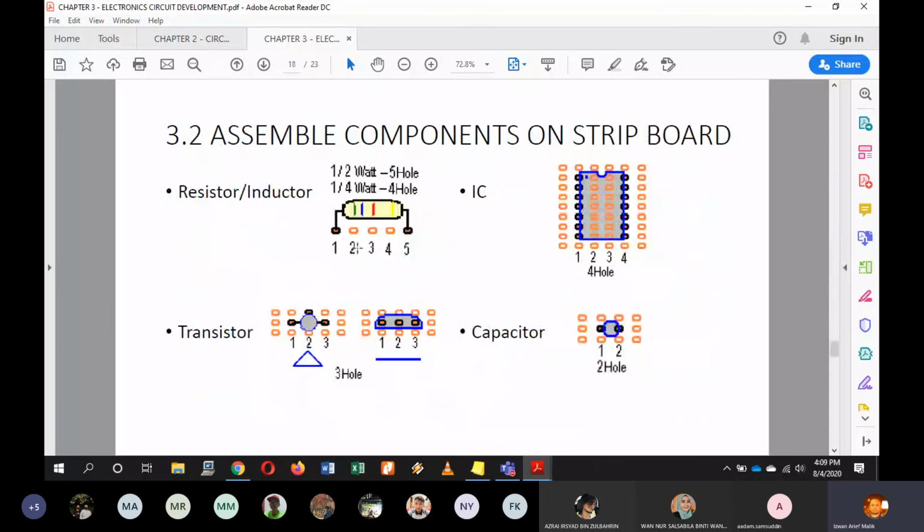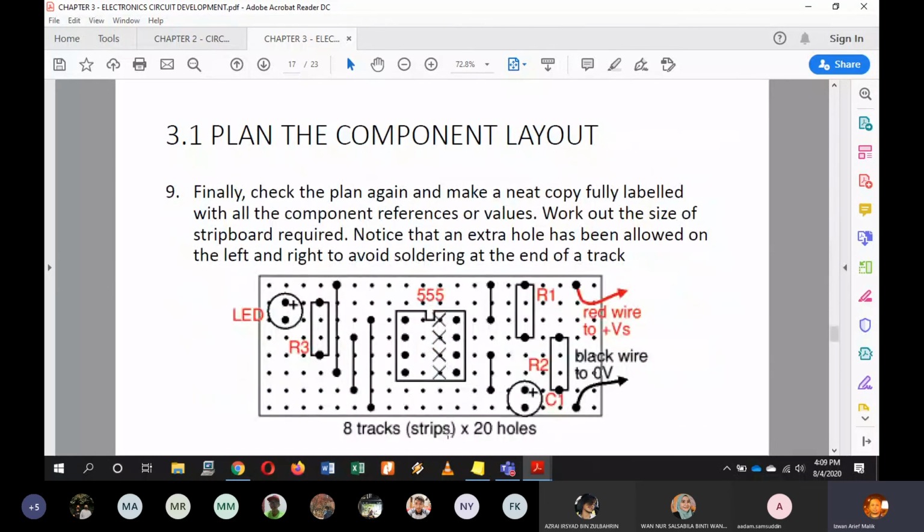Okay, so if you look at it, it is using 8 tracks of strips multiplied with 20 holes. Okay, 1, 2, 3, 4, 5, 6, 7, 8. Horizontal, vertically 20 holes. So instead of they are too big, then it becomes as compact as you can design lah.